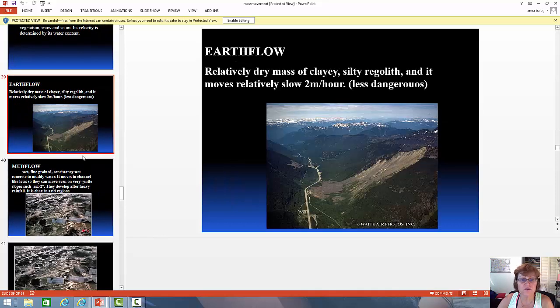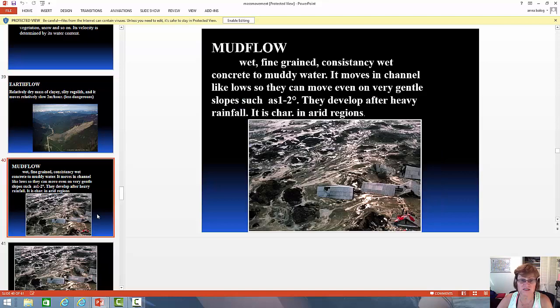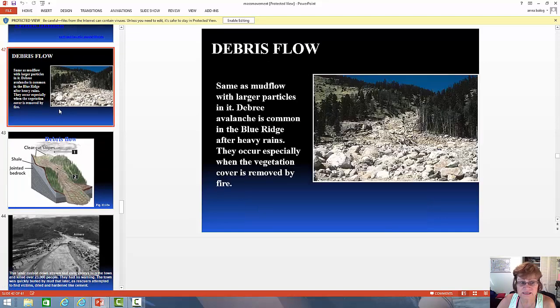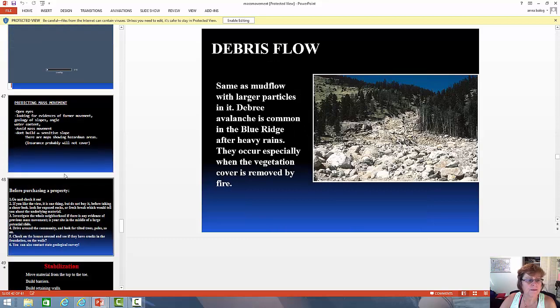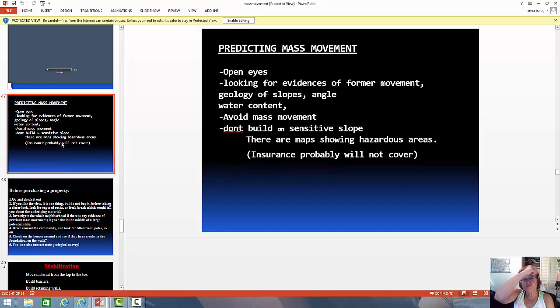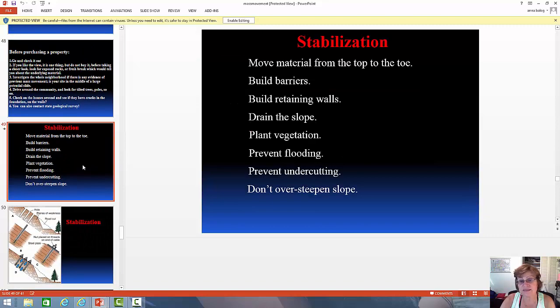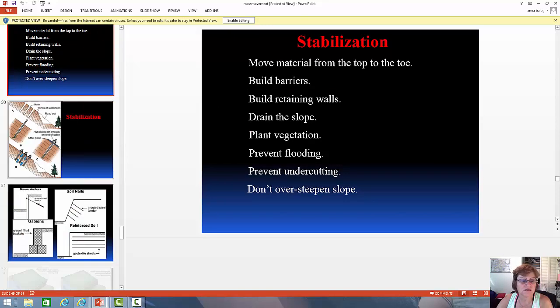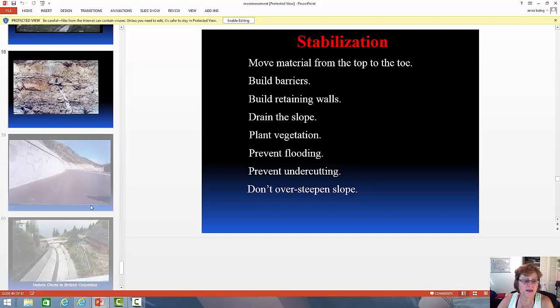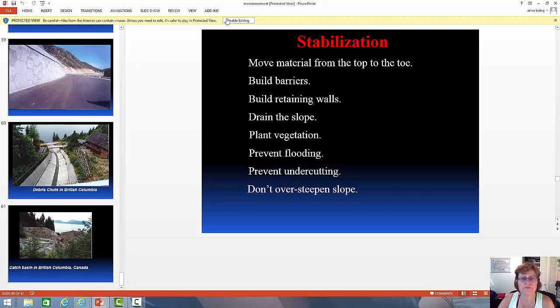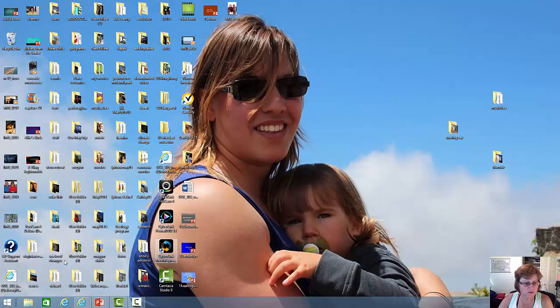Then of course the earth flow, which is the dry one, less dangerous, and then the mud flow, which is very dangerous, and the worst is the debris flow, when it's with the rocks and everything. How do we predict mass movement? That's pretty important. What do you look for? And how can you do stabilization? So that's about mass movement. These are just pictures, so it's not that important. So we finished with mass movement.